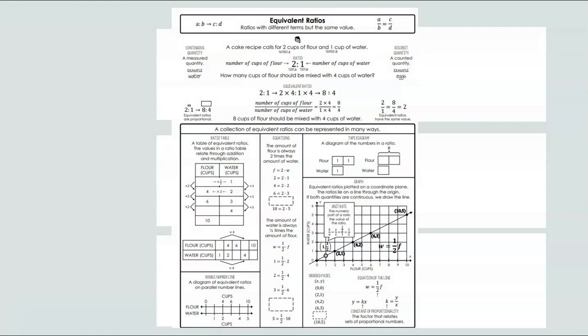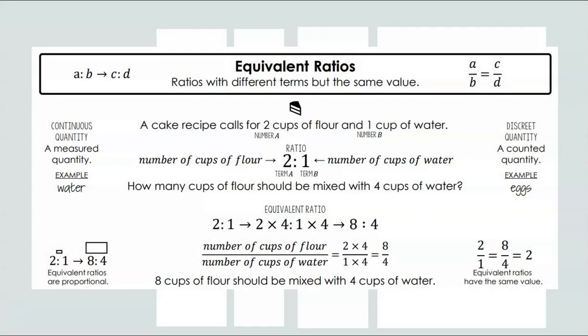You will need to find this page, Equivalent Ratios. The top half of the page is simply giving you information about equivalent ratios, different ways to write them, how to convert them, term A and term B, how to write them as a number sentence, how to show that they have the same value. It is a good reference tool for you.